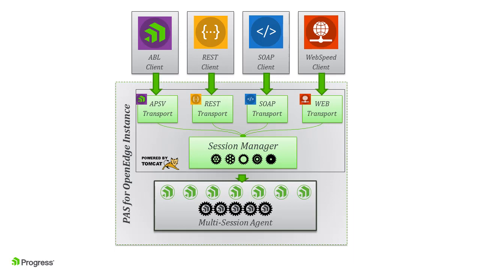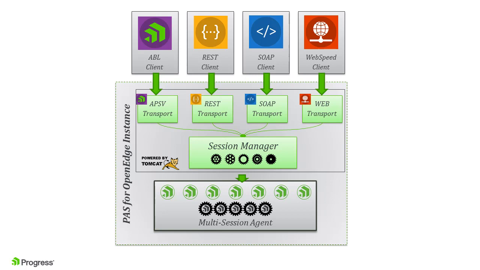PASOE is a unified web server which no longer requires special adapters for each client type. All client types send requests to your ABL server code using one of 4 transports shown here. The session manager then distributes those client requests to the underlying multi-session agents to ensure efficient use of the server resources. Built on Apache Tomcat web server technology and enhanced by OpenEdge development to manage the specific needs of your OpenEdge clients, you get the best of both worlds.